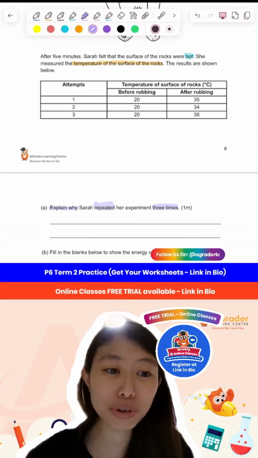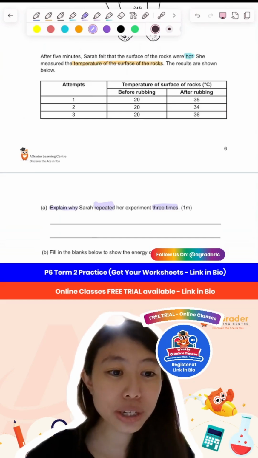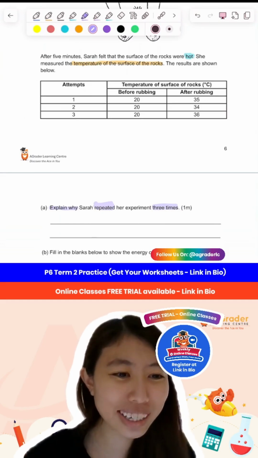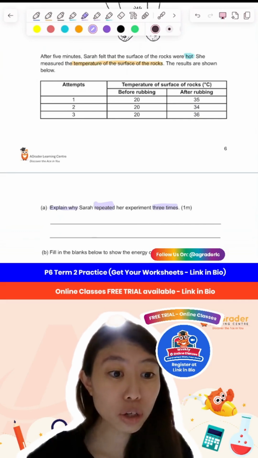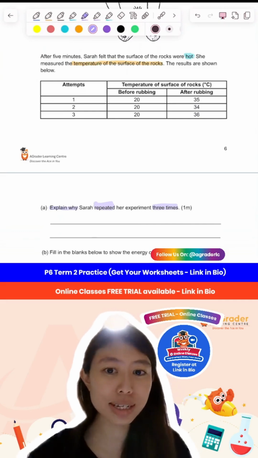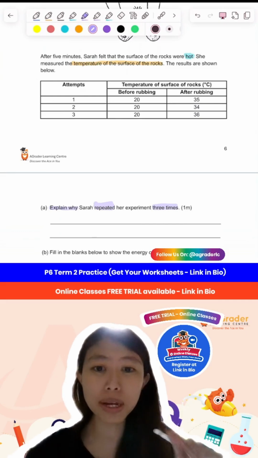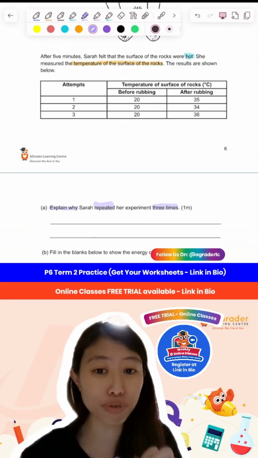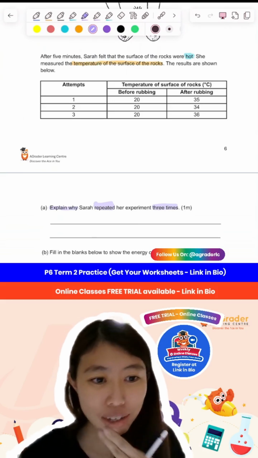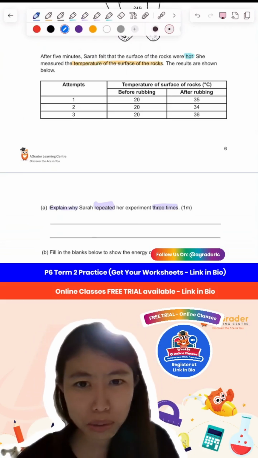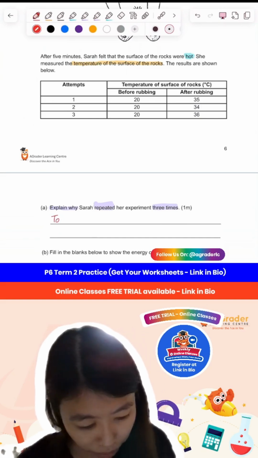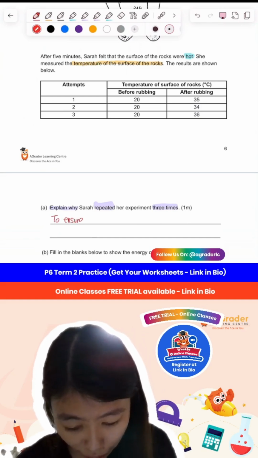Very good. A lot of you got it correct. It's actually about reliability. Accuracy is another thing. Everybody, don't mix up fair test, reliability, and accuracy. These three have different answers. So it is actually consistency also. To ensure that her results are reliable.